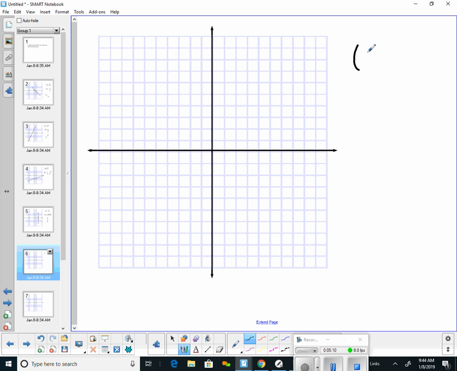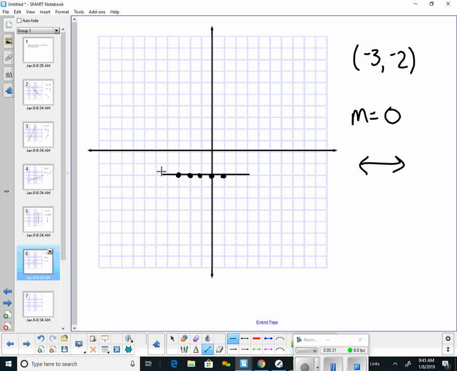Now let's look at one that might be horizontal. So here my slope is 0. Because it's 0, I know it's horizontal. So when I plot my point (-3, -2), for it to be horizontal, my points have got to be beside it. And so at this point, then I'm going to draw a line here.